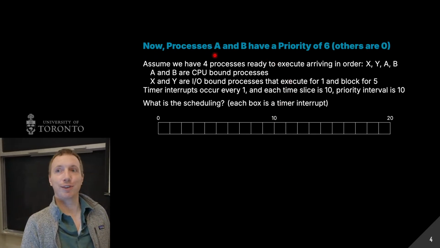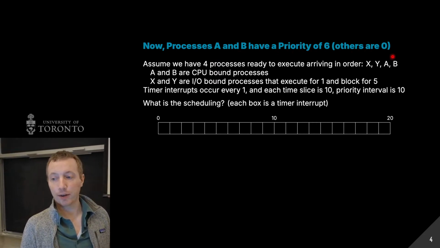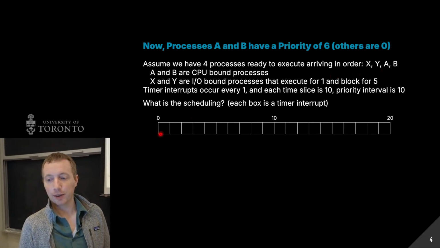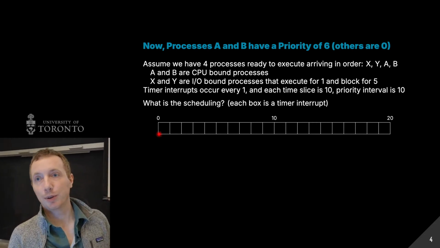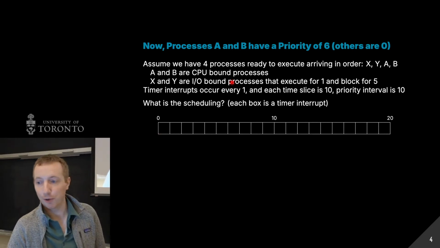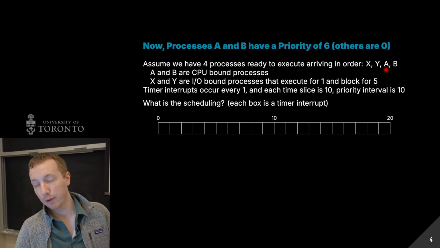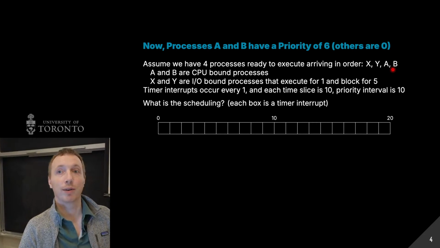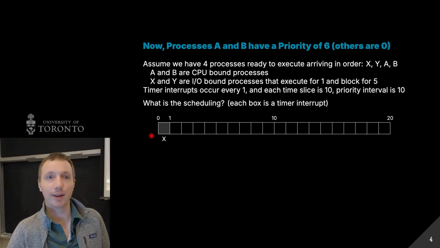All right. Well, we can change numbers too. We can just change it around and say A and B have priority of 6. The others have a priority of 0, so we'd prefer to run X and Y. So if we just take the exact same question again, well, now at time 0, what are we going to schedule to run? So X has a priority of 0, Y has a priority of 0, the number. A has a priority of 6, B has a priority of 6. So we'd schedule X to run.